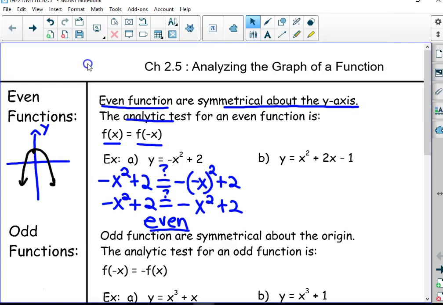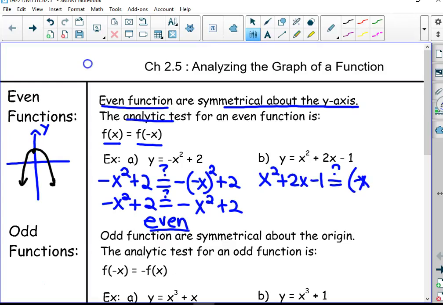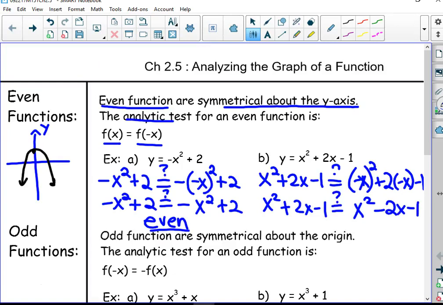All right, I'm going to show you one that doesn't work out so great. So again, our test is to take the original function, rewrite it, and see if that's going to be equal to the same idea with a negative x. Now, everything looks fine. My x squared shows up just fine, but negative x squared turns into positive x squared, but I wind up with a negative 2x. Okay, so this is not the same as this, so this is not an even function.